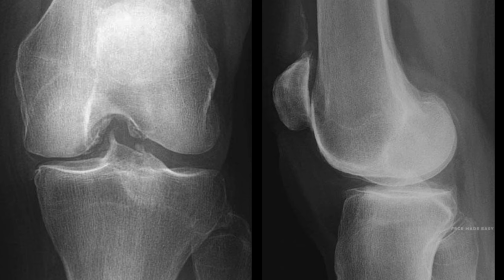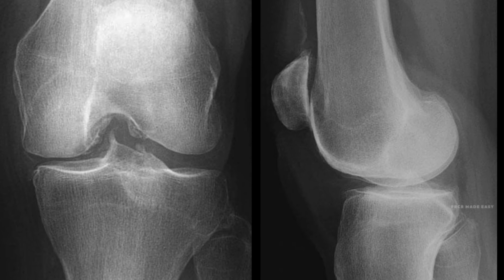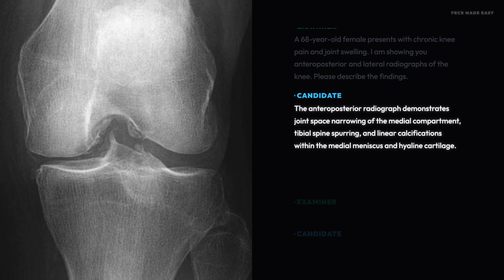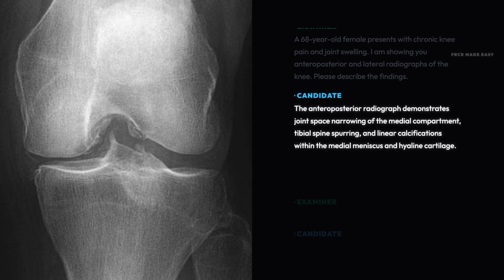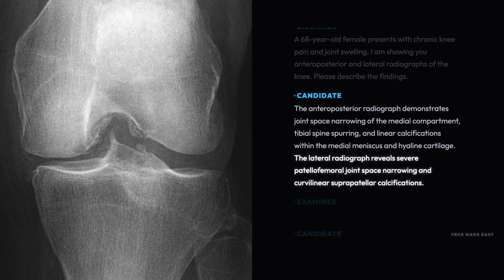A 68-year-old female presents with chronic knee pain and joint swelling. I am showing you anteroposterior and lateral radiographs of the knee. Please describe the findings. The anteroposterior radiograph demonstrates joint space narrowing of the medial compartment, tibial spine spurring, and linear calcifications within the medial meniscus and hyaline cartilage.